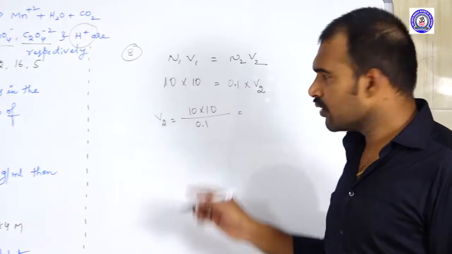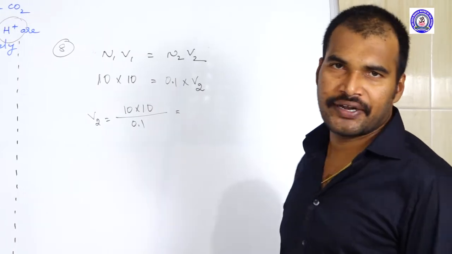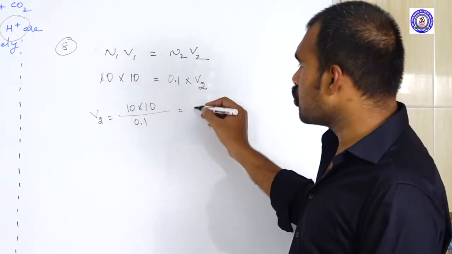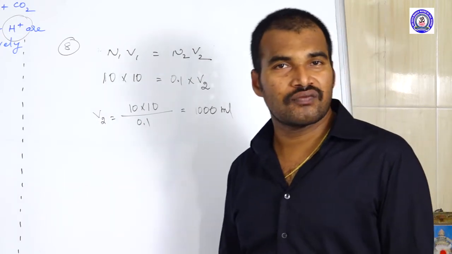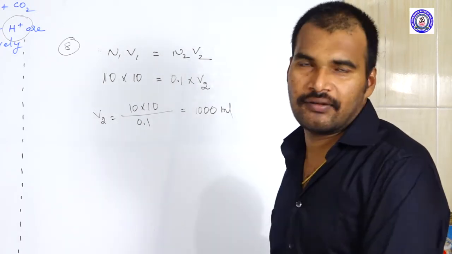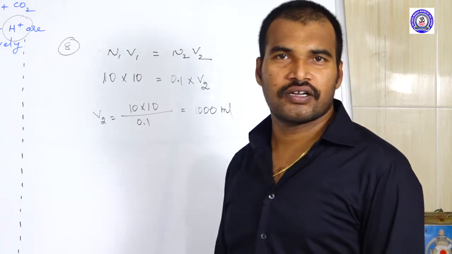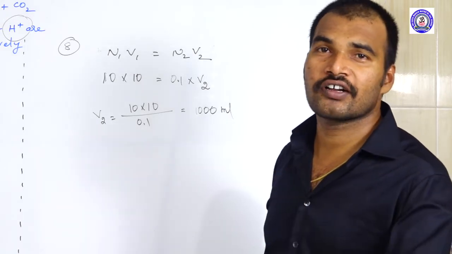So how much it will be? You bring this 0.1 to numerator, it becomes 10. 10 into 10 cube means 1000 ml. Final volume of the solution is 1000 ml. He is not asking the final volume. He is asking what? Volume of water added.